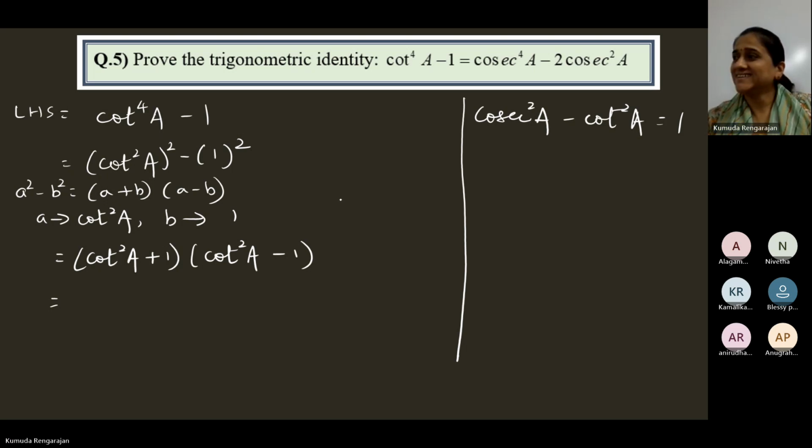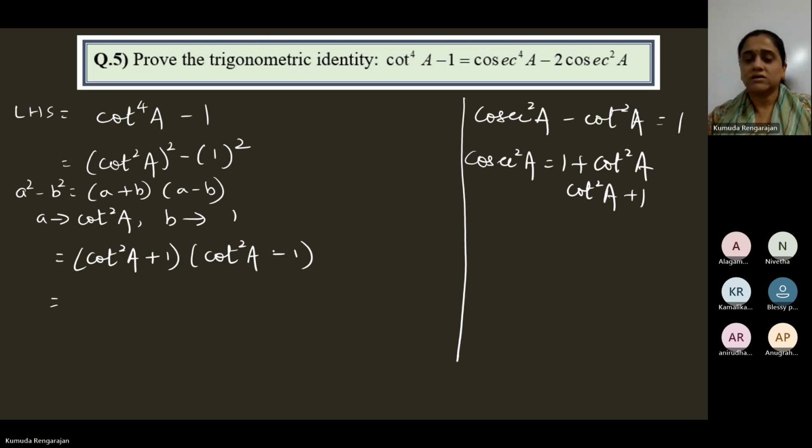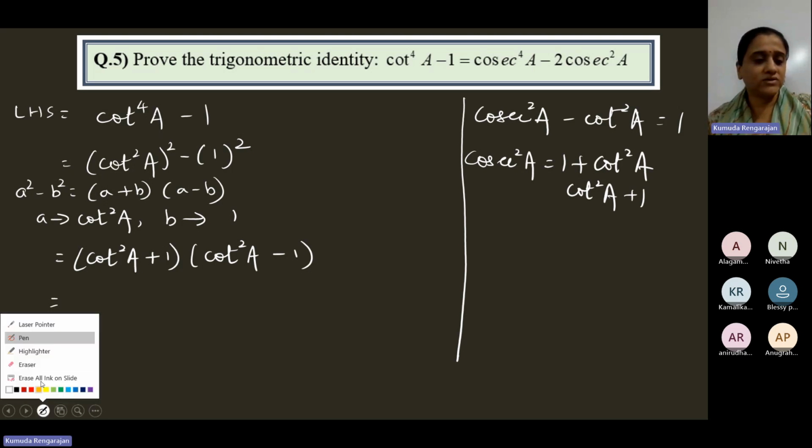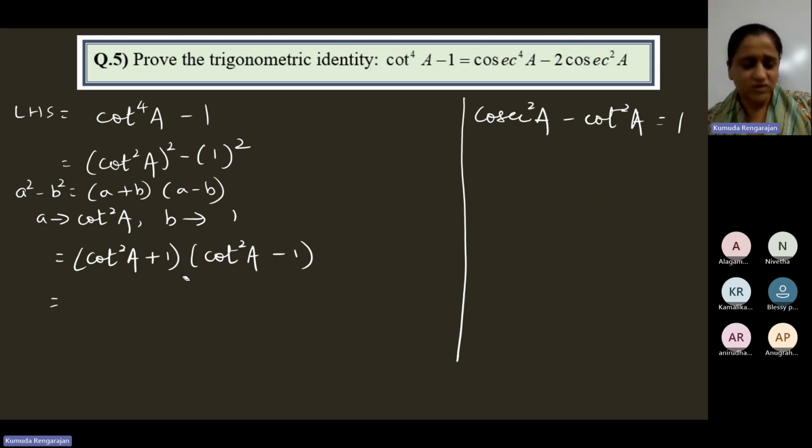Why? Cot square A plus 1. Transpose. Cosecant square A is equal to 1 plus cot square A, which is also cot square A plus 1. It's cosecant square A, right? No, you can ask me if you have a doubt. 1 second. What's your doubt? See here. No, you don't have a doubt actually. I'll tell you.